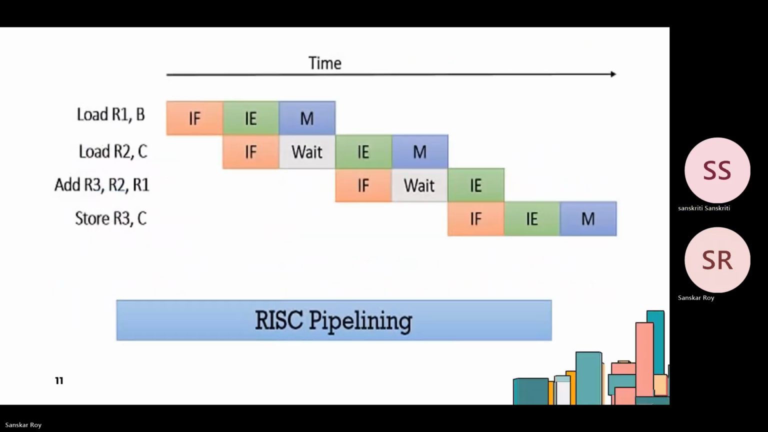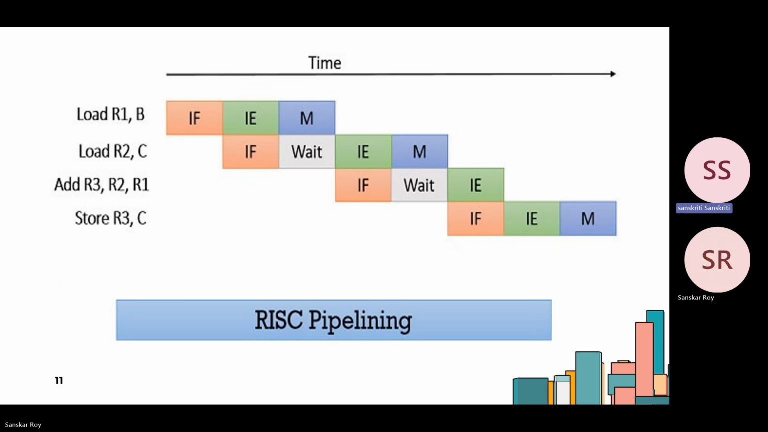Here we are loading some value in R1, then load R2, add R3, R2, R1, store R3. What does it mean? First, we have to load some value in register R1. Then again, the same thing for R2. We are loading some values, or giving some values as input, in it. Then what does this add instruction do?